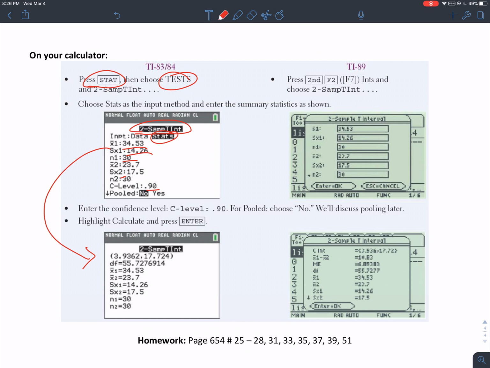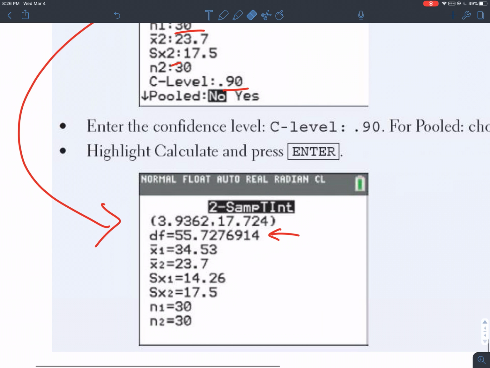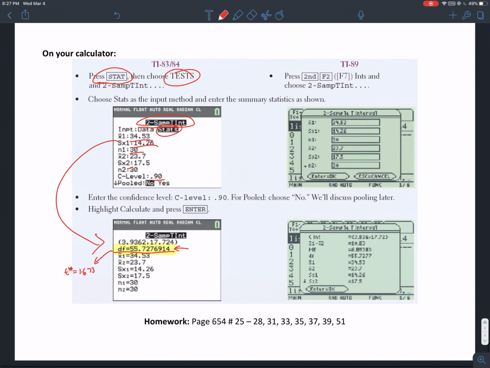So you get your interval, and you get your degrees of freedom. Now look at the degrees of freedom. Actually, let me highlight that, zoom in on that. The degrees of freedom that the calculator uses is not 29, which is what the textbook said we can use. So what I do if I were you is take this number and do an inverse t with this degrees of freedom. And that gives you the t star value. If you use this degrees of freedom, you get a t star value of 1.673. Okay, so that's what I would do if I were you.